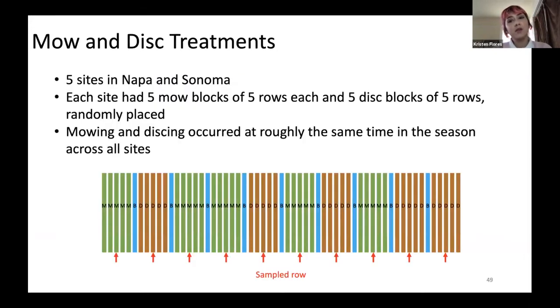In this study, we monitored five different vineyards in Napa and Sonoma counties. Each site had five mow blocks of five rows each and five disc blocks of five rows each. This means that each block contained five rows and each block was either disced or mowed. We sampled the third row in every block and there was one buffer row between each block. Ultimately, this means that we sampled five mow rows and five disc rows for each vineyard.